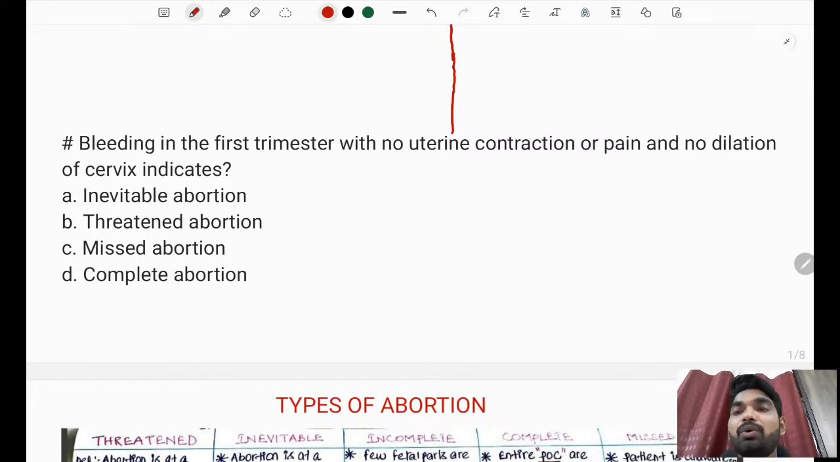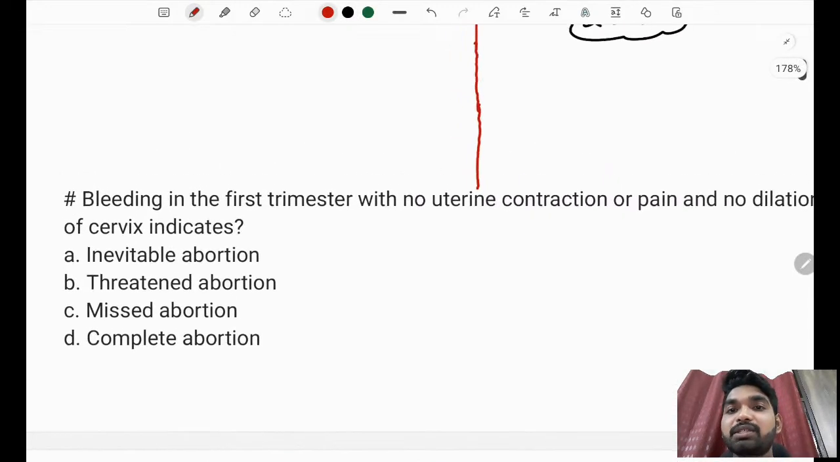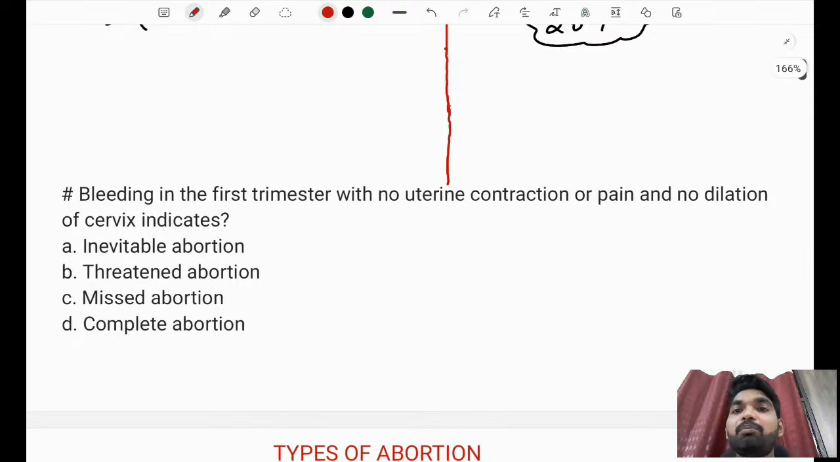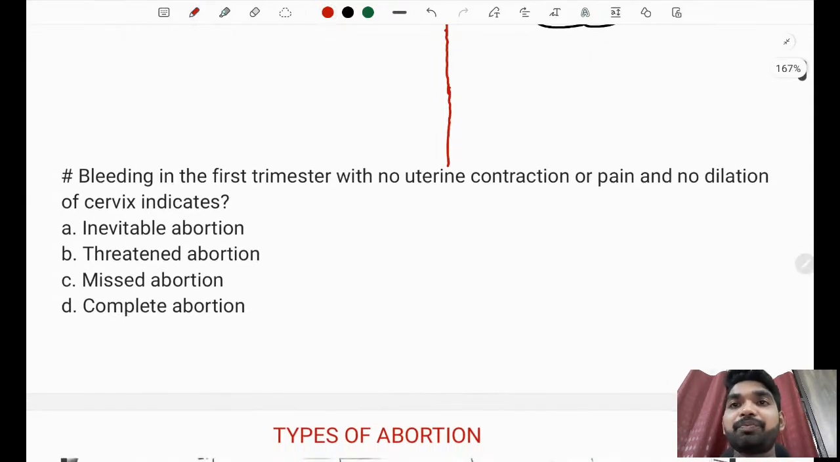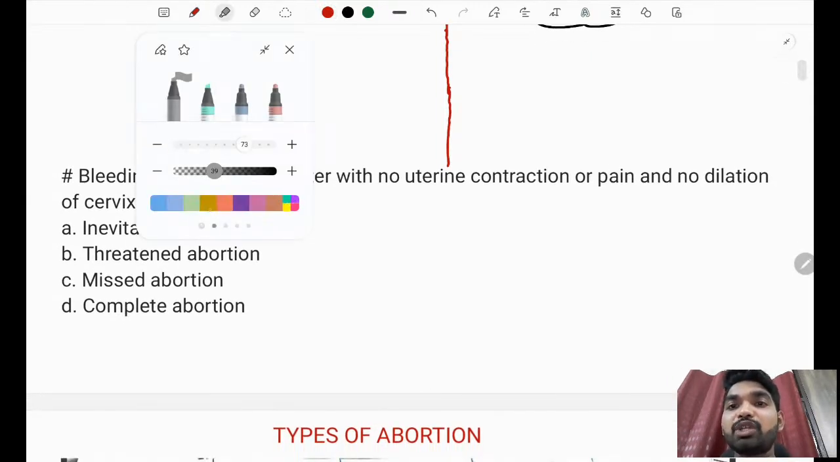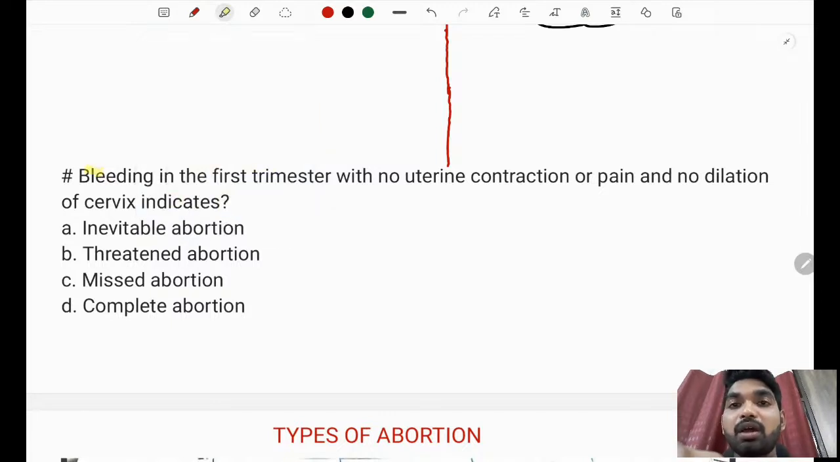Okay, now you people are going to answer for this. Bleeding in the first trimester. Go through the question properly and answer for me. Bleeding in first trimester with no uterine contractions or pain or no dilation in the cervix indicates: option A, inevitable abortion, option B, threatened abortion, option C, missed abortion, option D, complete abortion.